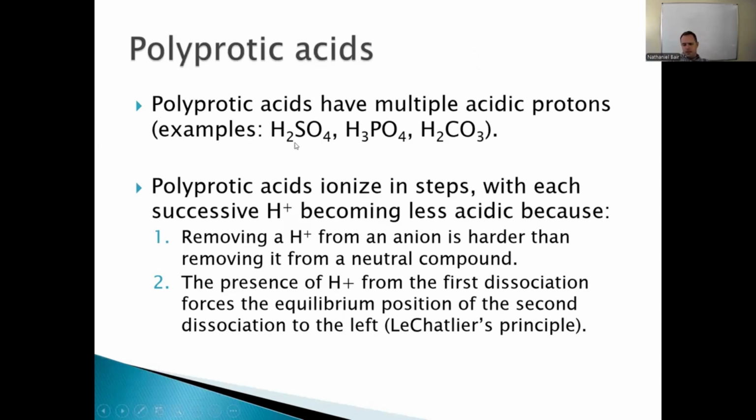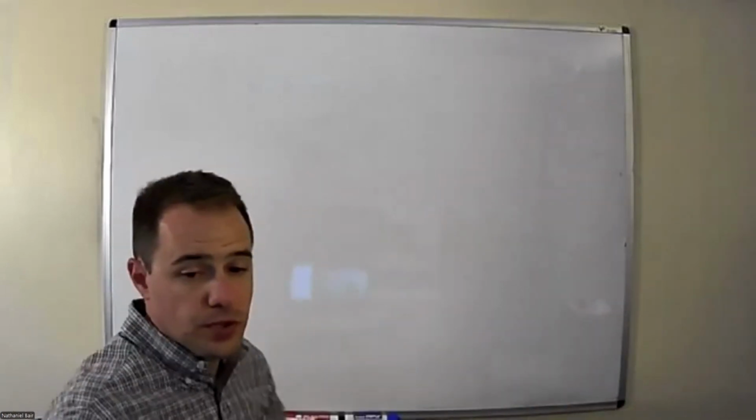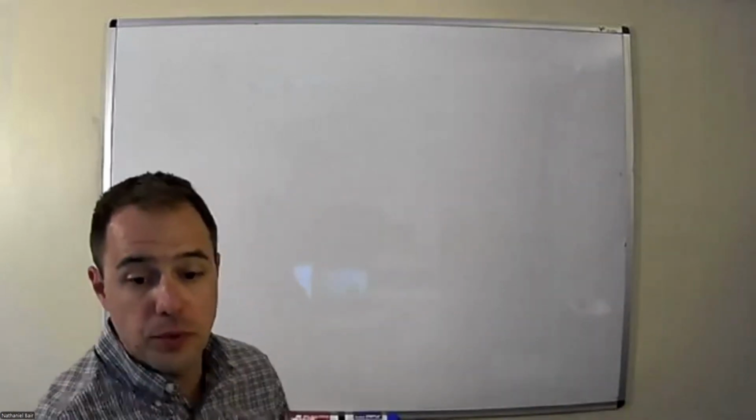A polyprotic acid is an acid that has multiple acidic hydrogens. So that's a diprotic acid. That's a triprotic acid. That's a diprotic acid. Here's the great news for you. Number one, if we talk about diprotic acids, the first thing you need to understand is that the hydrogens come off independently in multiple steps.